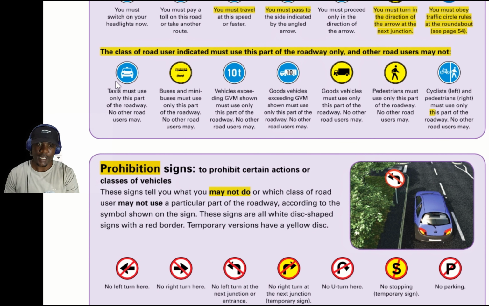You see it has a blue background and the symbol, or the picture, is white. So taxis must use this part of the roadway, only them. It's dedicated to taxis, meter taxis, as you see there. It's not a minibus, it's a meter taxi. It's only for them to use. No other road users may use that roadway. Remember that. Only taxis, when you see this sign here. It's a sign for taxis.